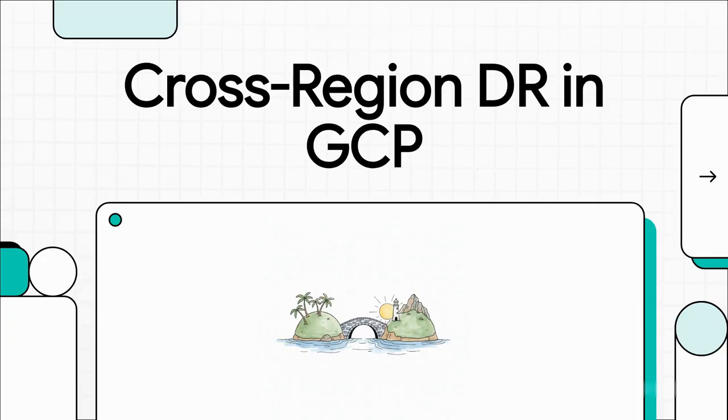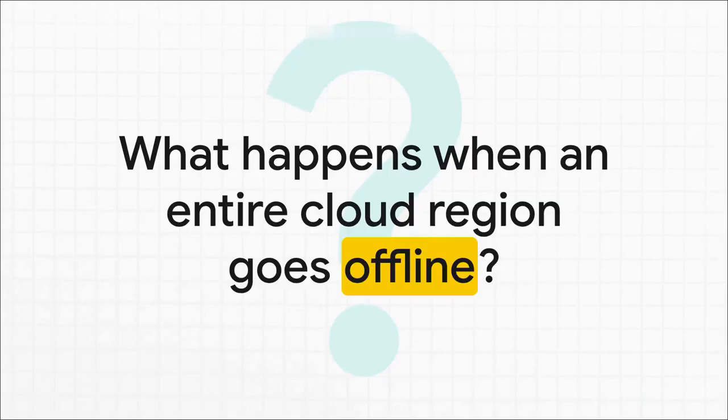Let's dive in. So let's just kick things off with the one scenario that probably keeps a lot of us up at night. Imagine it, a massive fiber cut, some crazy natural disaster, whatever it is, an entire Google Cloud region just goes dark. All your production services, gone. Your apps are down, your users are freaking out, and every second costs you. This isn't just a tech problem, it's a full-blown business catastrophe. So what do we do about it? How do we even begin to prepare for that?